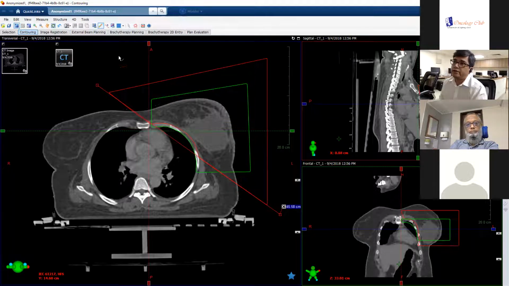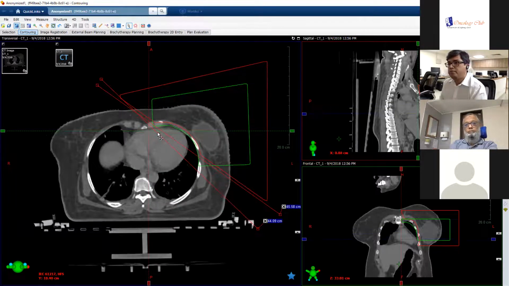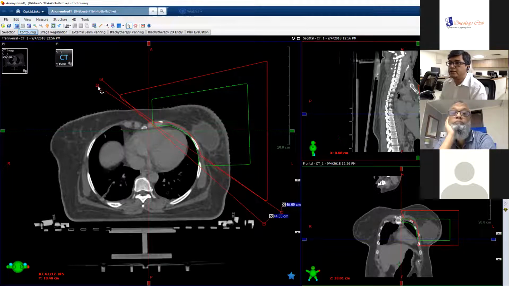And for the RTOG, he would probably place a tangent like this, and end up probably irradiating a little bit more of the heart. At least in this slice, it would turn out to be like this, but probably end up irradiating more of the heart. In fact, the ESTRO CTV will be like this.